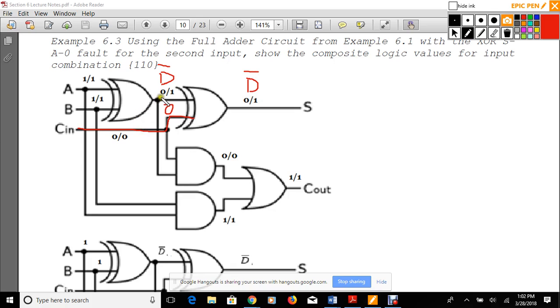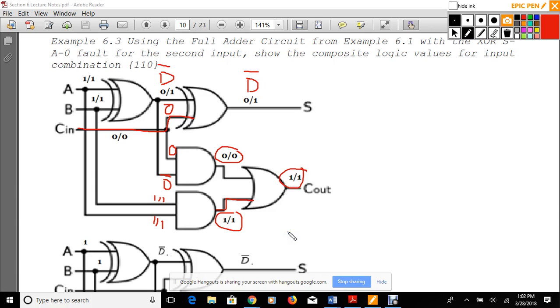And then from here, what ends up happening is we're getting D bar on the second input of this AND gate, right? So no matter what, we're going to get 0 on this output here. So we get 1 and 1 here. It means we're expecting 1, and we're actually getting 1. And then we have 1 and 1 on this output.